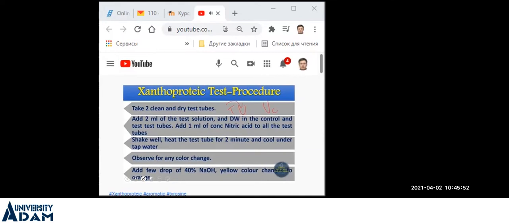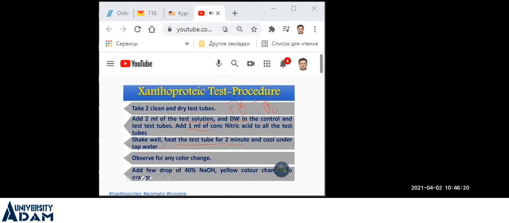So we will put 2 ml of test sample into the test tube, 2 ml of distilled water into the control, and then 1 ml of nitric acid in both test tubes. So now both test tubes have 3 ml of content. Mix, shake well, heat the test tubes for 2 minutes, and cool under running tap water. Under the tap water we have to cool it and observe for any color change.